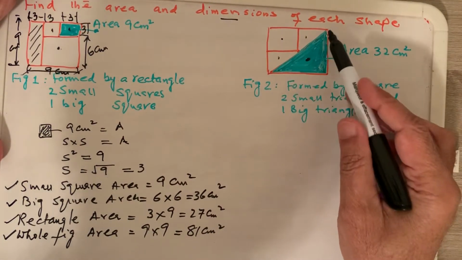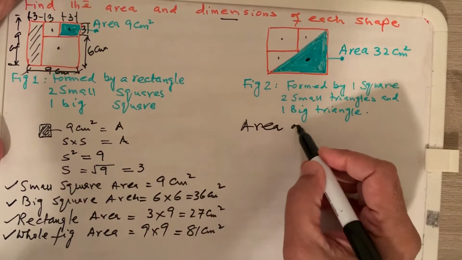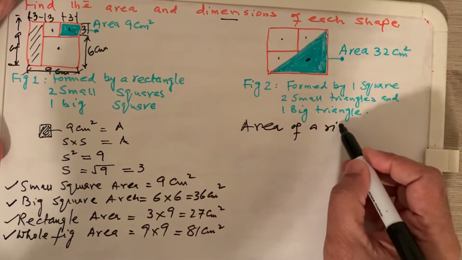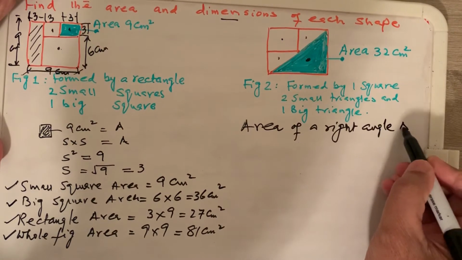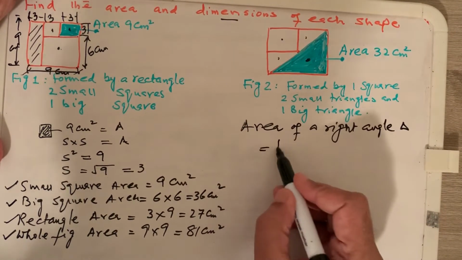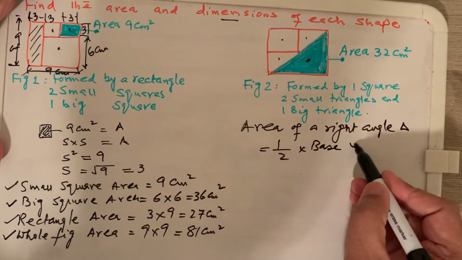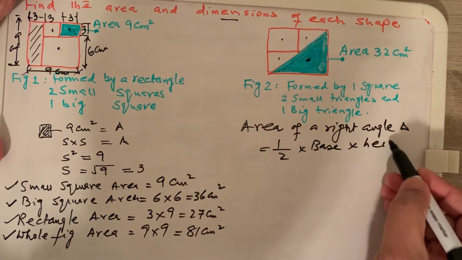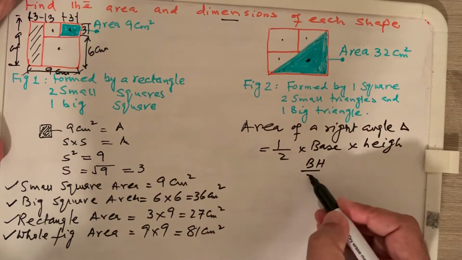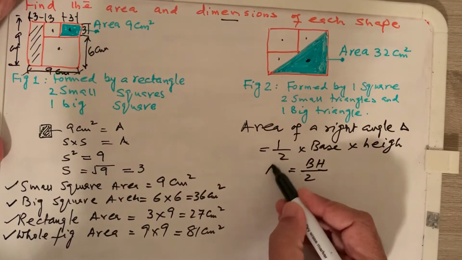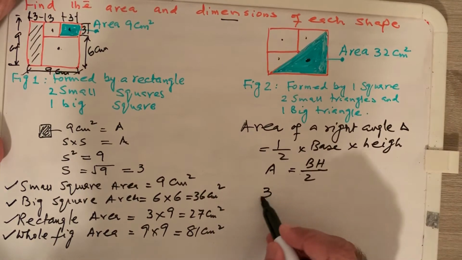What is given? Given is the area of a triangle. What is the area of a right angle triangle? It equals half times base times height. So we can also write it as BH over 2 in simplified form, right? BH over 2 is the area of a triangle. And this area is given, right? This area is 32 centimeters square.